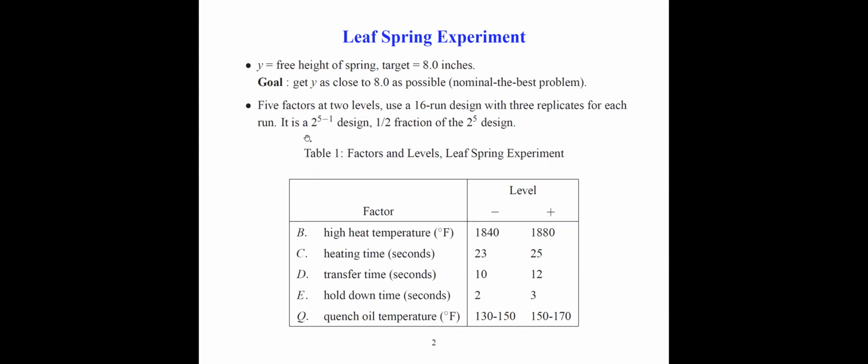So 2^5 is a full factorial design, and 2^(5-1) is the 1/2 fraction of the 2^5 design. So this is called a fractional factorial design. We're not going to do the full factorial. We only use a fraction of the full factorial design.